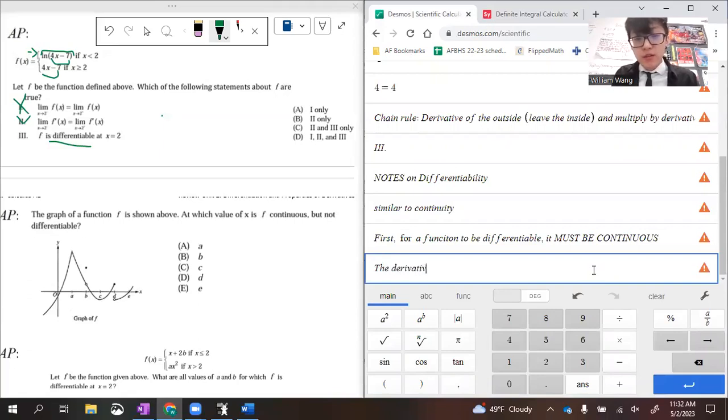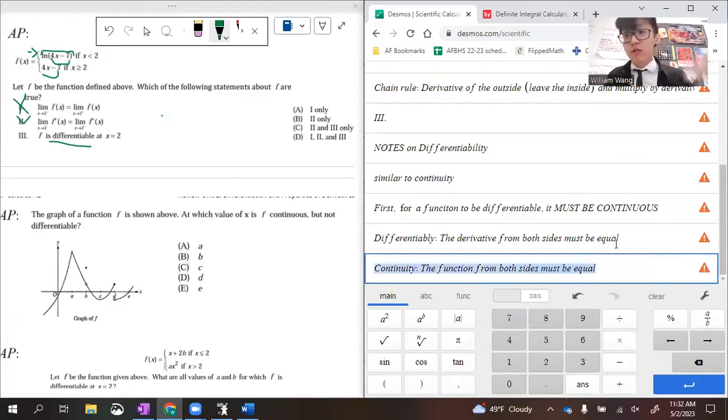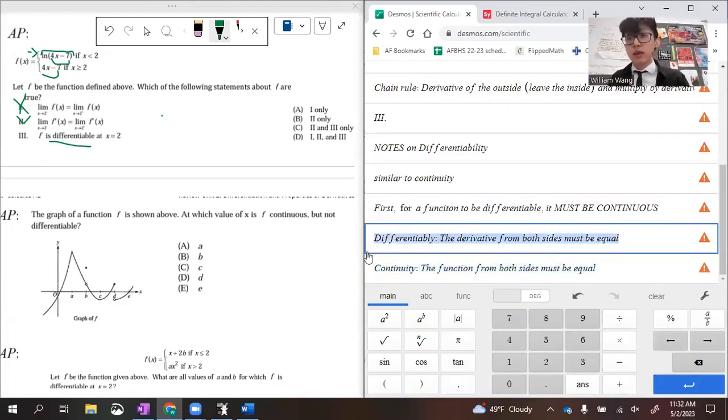Basically what this is saying is that the derivative from both sides must be equal. That is the definition for differentiability. It basically means, can you take the derivative? The derivative from both sides must be equal. In contrast, continuity is simply the function from both sides must be equal. So they're similar. You can see continuity, the function from both sides, they have to sort of meet and be connected. Differentiability, the derivative of both sides have to meet and be connected.